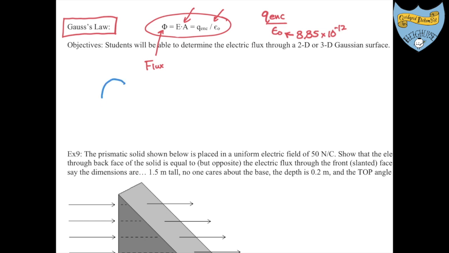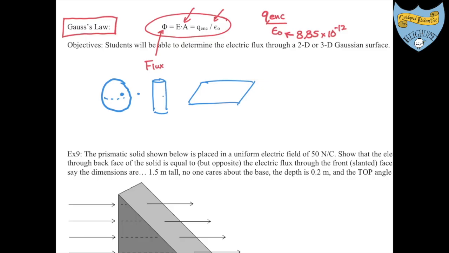We have the sphere. That's a really terrible sphere, but just bear with me. The sphere, the cylinder, and a plane. That's it. Those are the things that Gauss's law can conveniently find the electric field for. So if there's a charged sphere and you want to find the field inside of it somewhere or outside of it, out here, Gauss's law can do that.